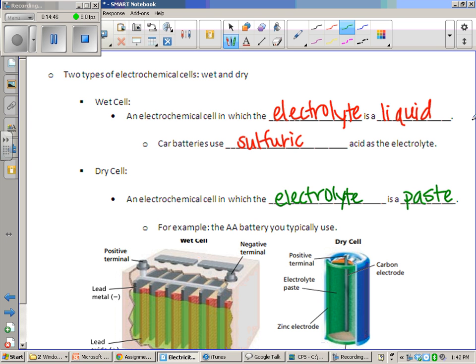Okay, so this concludes the second part. Our third part is going to talk more about Ohm's law, features of a circuit, and series and parallel circuits.